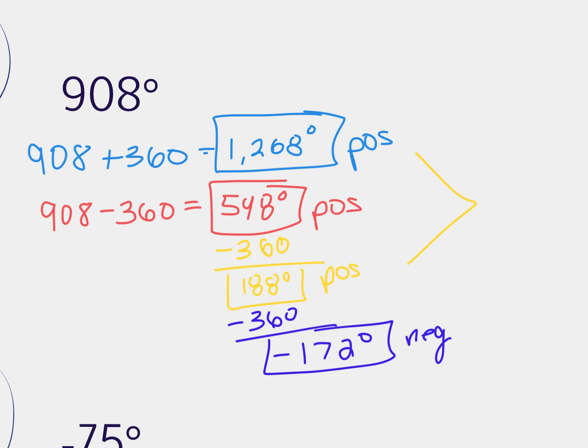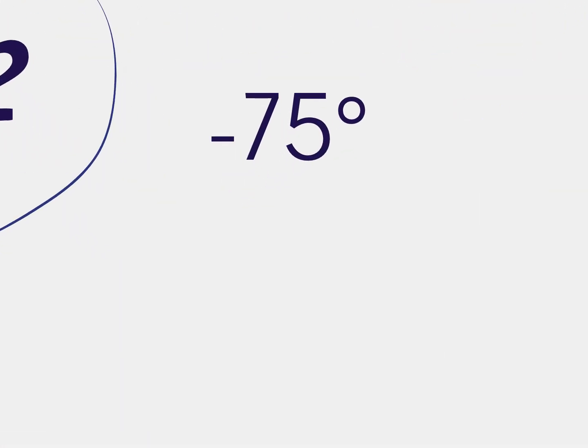Could I subtract 360 again and get a different negative one? Yeah, because think about it. All you're doing is you're going to the exact same spot. You're just adding and subtracting circles. That's it.